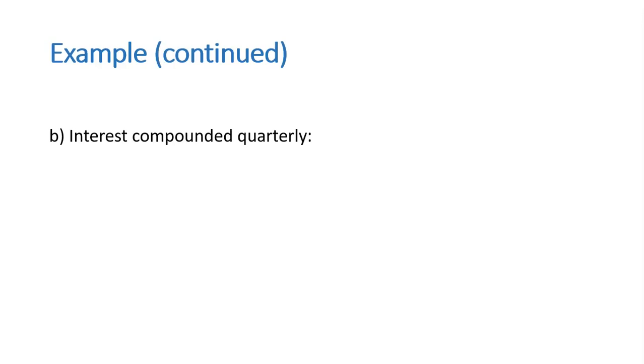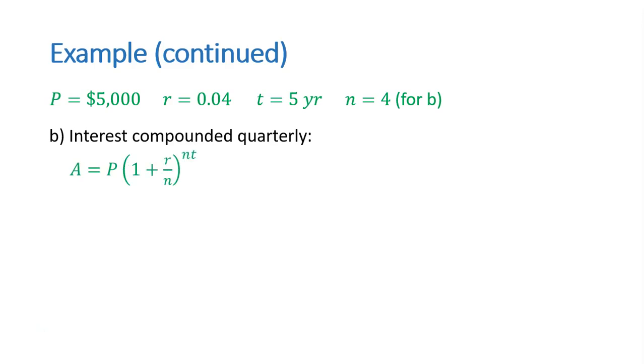So now let's look at interest compounded quarterly. So again, our principal is 5,000. Our rate is 4% or 0.04. Our time is 5 years. And in this case, for compounding quarterly, n is going to be 4. So again, write down your formula first. Make sure you have all your variables in the correct spaces. And then plug everything in.